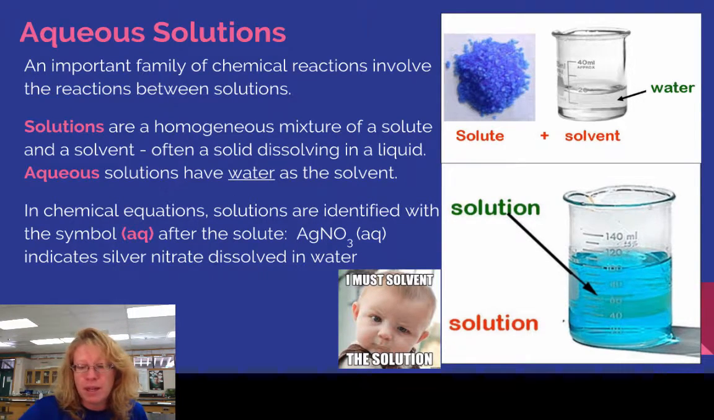And why do we do that? Typically because reactions in water are a lot faster. We can see them faster. Solid reactions tend to be really, really slow. Solids do not like to combine with other solids. So we're going to talk about water-based solutions, aqueous solutions, and we're going to use the letters AQ to represent that a solute has been dissolved in water.